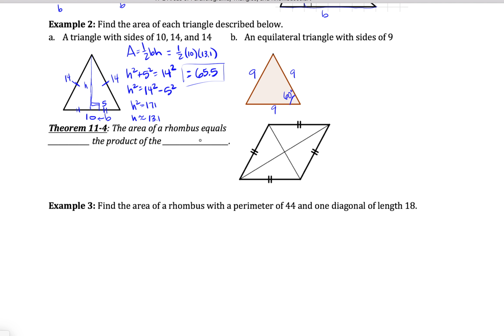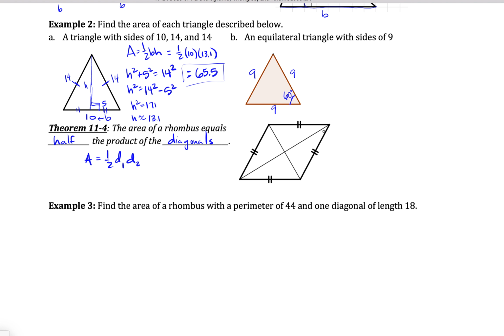And it's that the area of a rhombus equals half the product of the diagonals. In other words, the area equals half of d1 times d2. d1 and d2 is just a way of denoting that these are two different measurements: diagonal 1's length times diagonal 2's length.